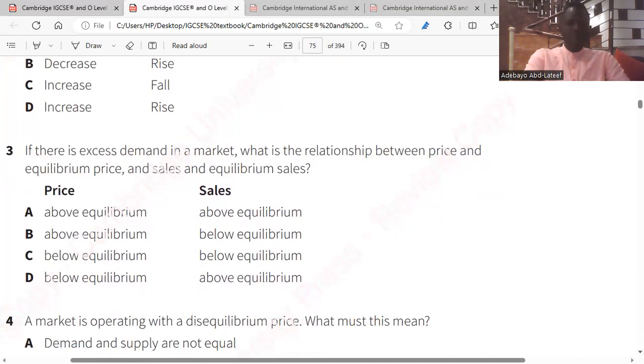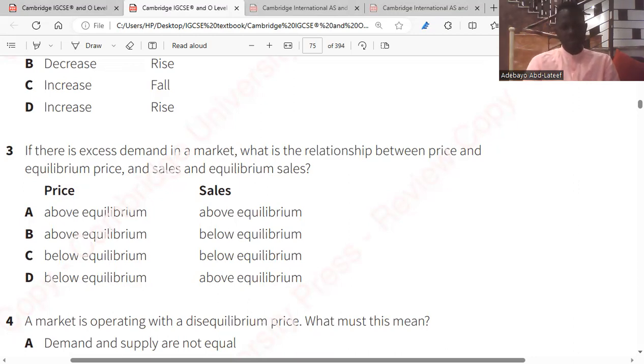Question 3. If there's excess demand in the market, what is the relationship between price and equilibrium price, and sales and equilibrium sales? Price will be below equilibrium when there's excess demand. And so your options should be between C and D. Yes. So price will be below equilibrium. And sales and equilibrium, what happens?